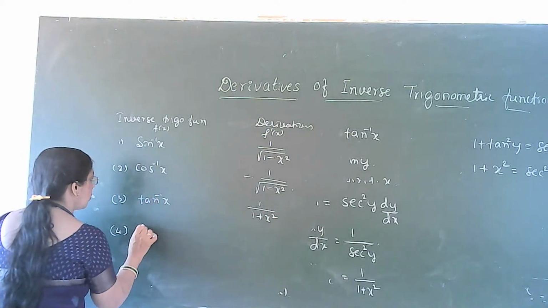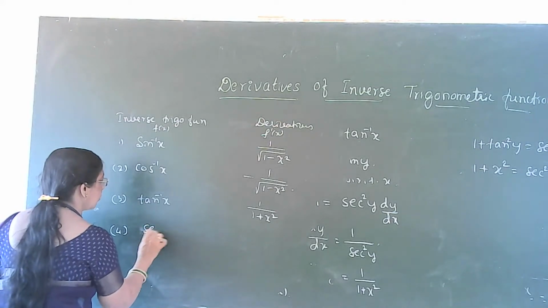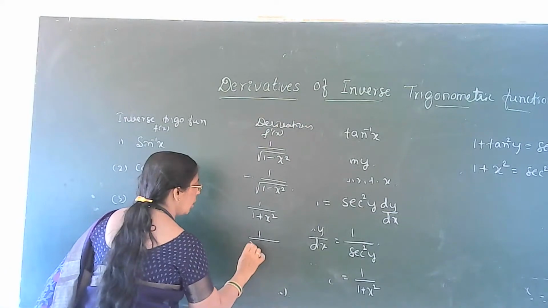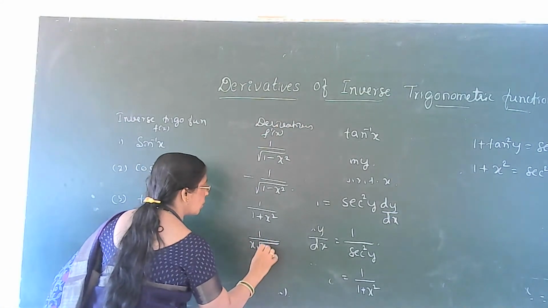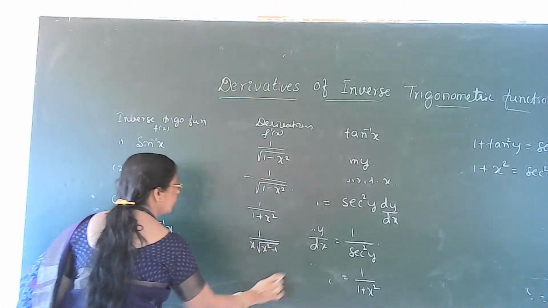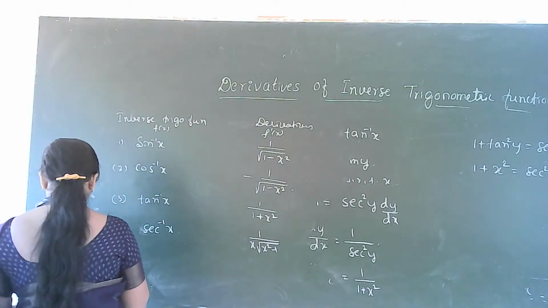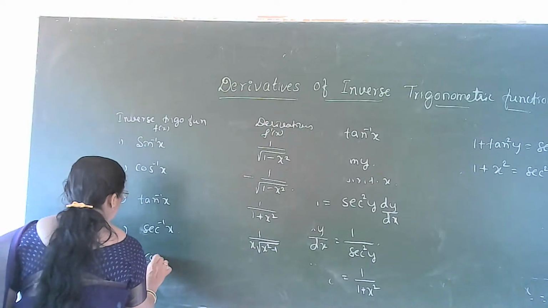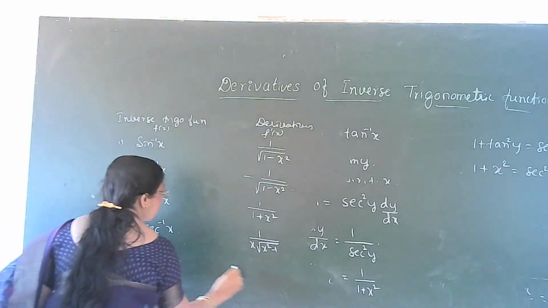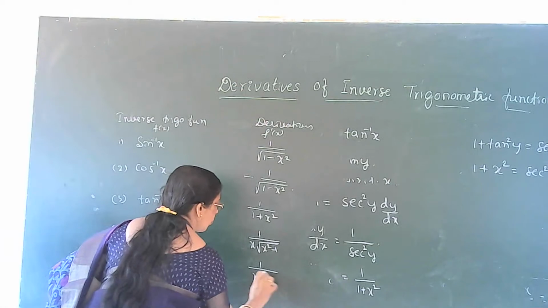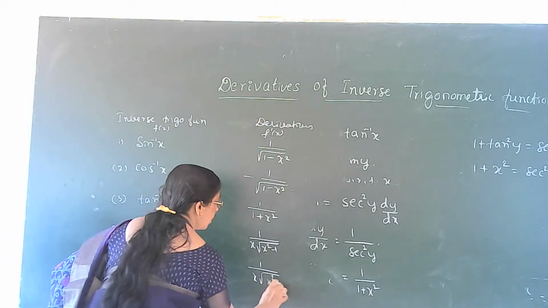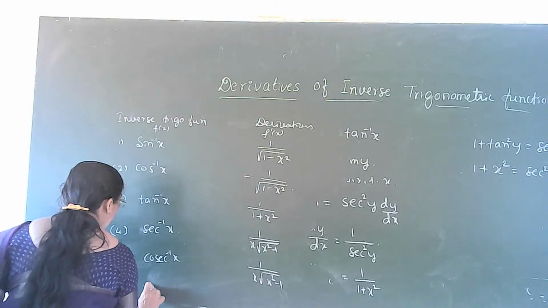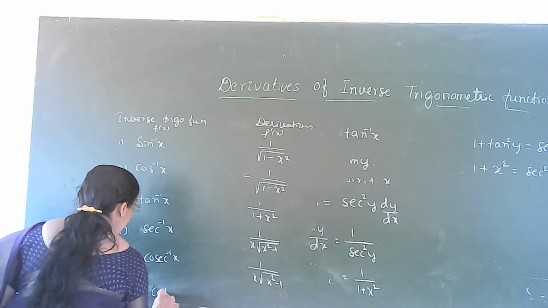Then fourth one, sec inverse x is 1 by x into square root of x square minus 1. Then fifth one, cosec inverse x is minus 1 by x into square root of x square minus 1. Then sixth one, cot inverse x.